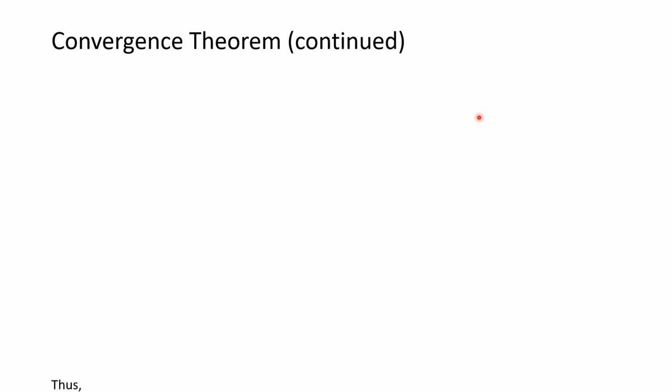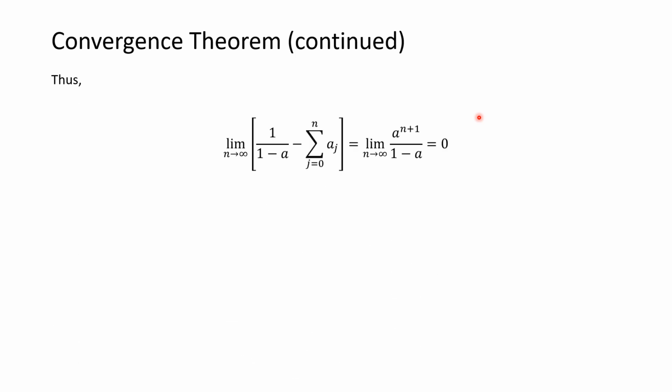So just tying together the loose ends from the first part of our theorem, we had shown that a to the n plus 1 over 1 minus a goes to 0, but a to the n plus 1 over 1 minus a equals this inside here, so therefore the limit as n goes to infinity of this equals 0. And that means that 1 over 1 minus a must equal the infinite sum here of this infinite series, which is what we wanted to prove.